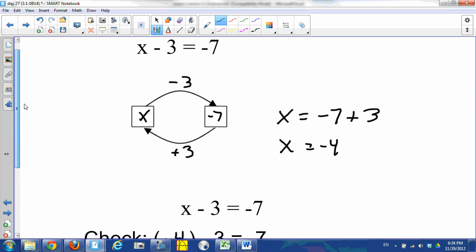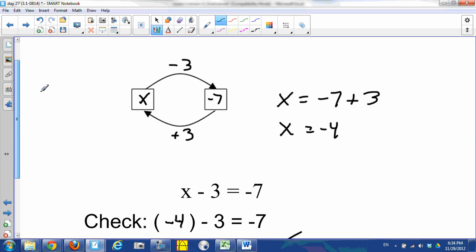And that's just one more example. This one involves subtraction in the equation instead of addition like the previous equation. Hope that helps.